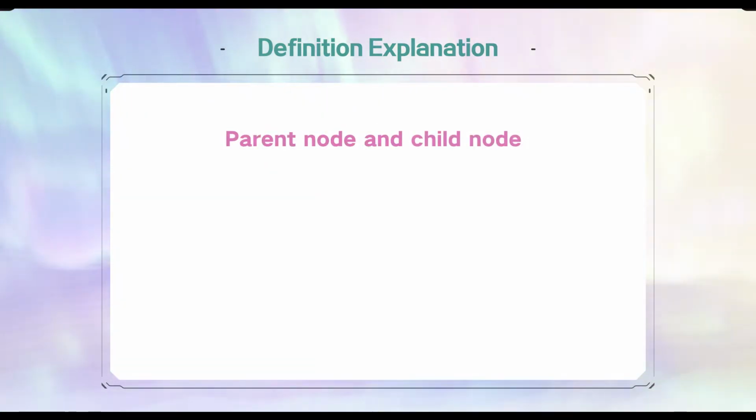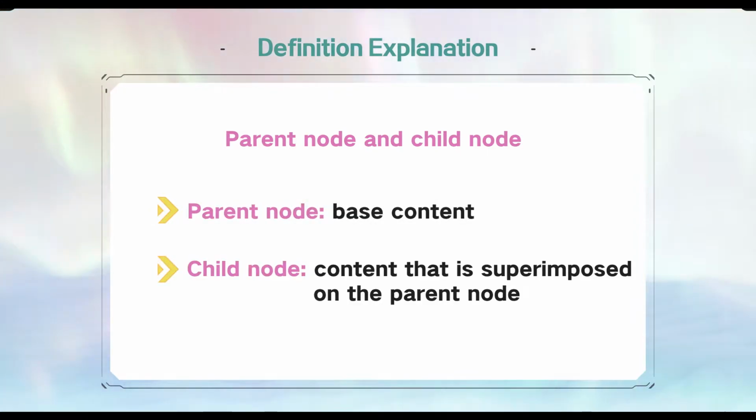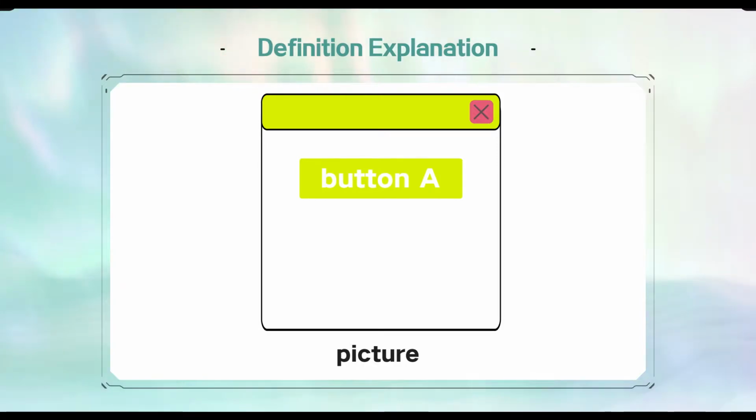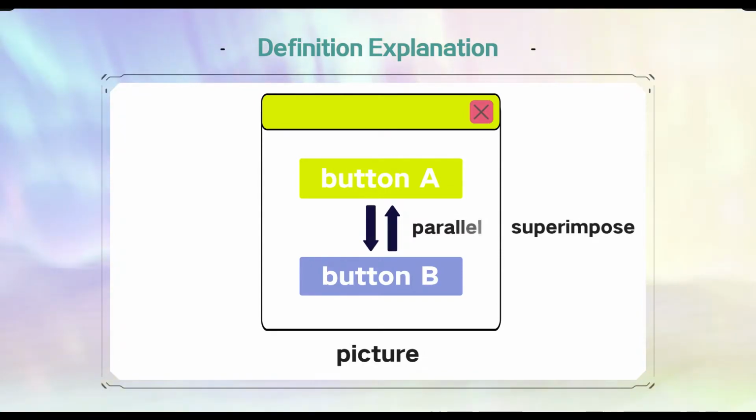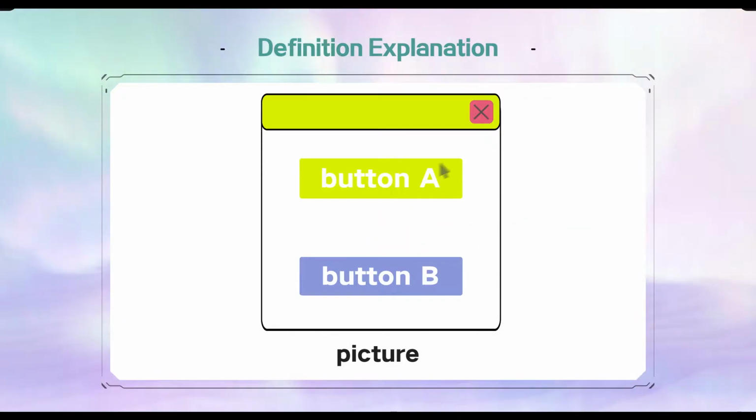First of all, let's talk about an important concept in UI Editor: parent node and child node. Parent node is the base content. Child node is the content superimposed on the parent node. For example, set a picture as the parent node, button A as child node 1 and button B as child node 2. Then, buttons A and B are superimposed on the picture. Button A and button B are parallel. If the parent node is deleted, then all child nodes will be deleted together.